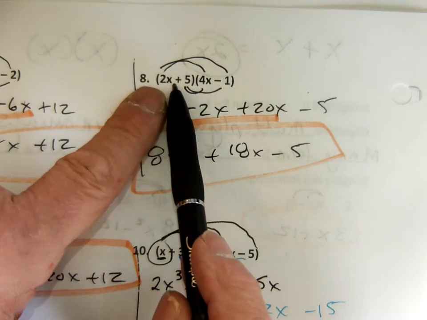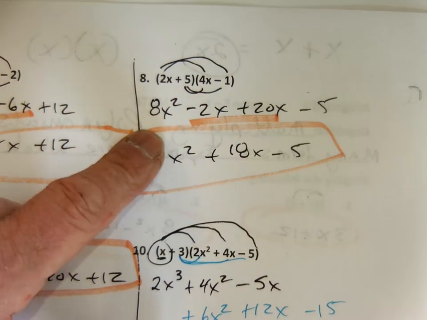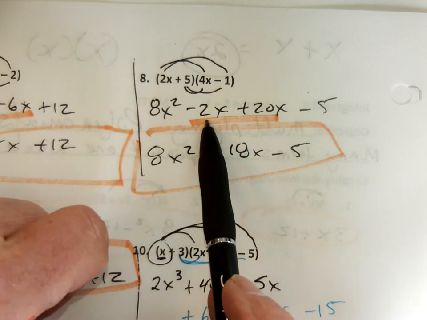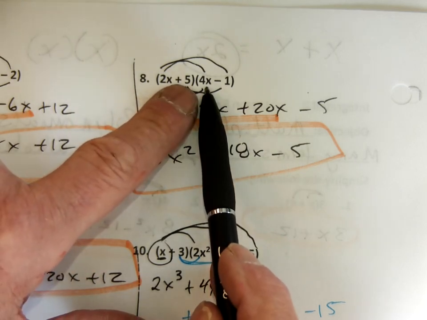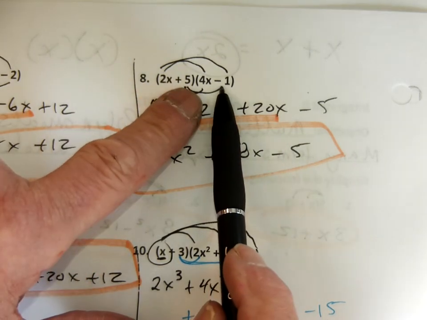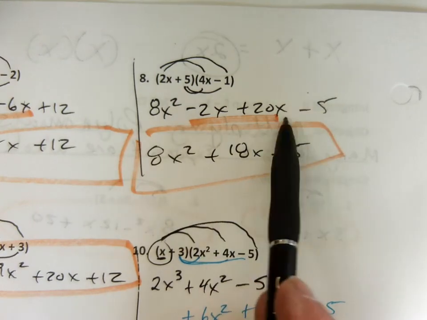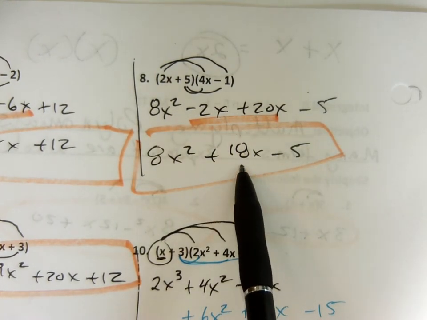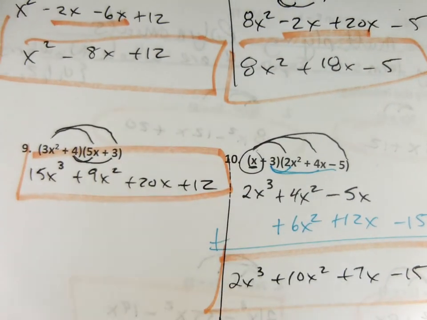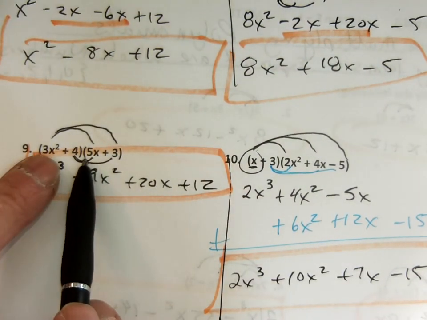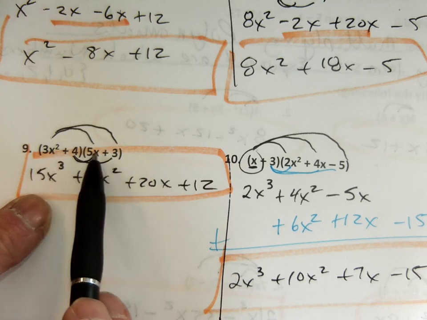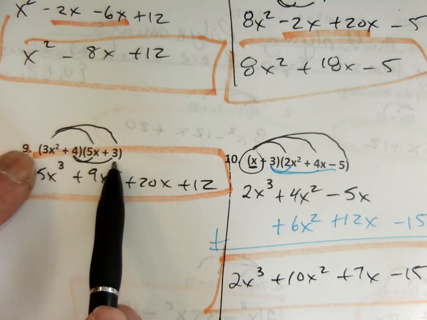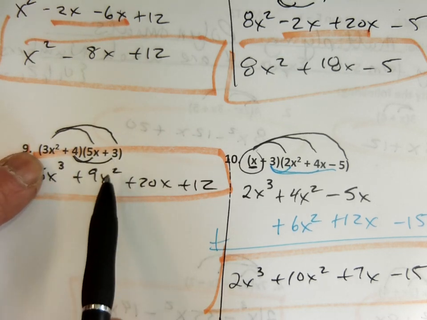So same thing. 2x times 4x is 8x squared. 2x times negative 1 is negative 2x. 5 times 4x, positive 20x. And 5 times negative 1 is negative 5. Again, I can add the two middle terms because they're both x terms to get a negative 18x. Okay. 9 is just bigger. That's all. I get a 15x cubed. X cubed. Then a positive 9x squared.